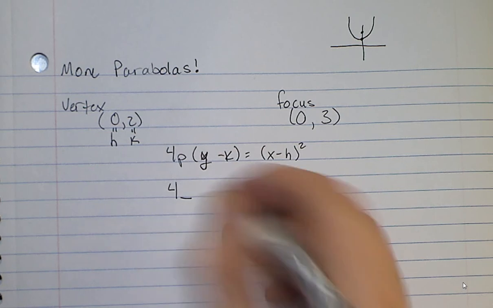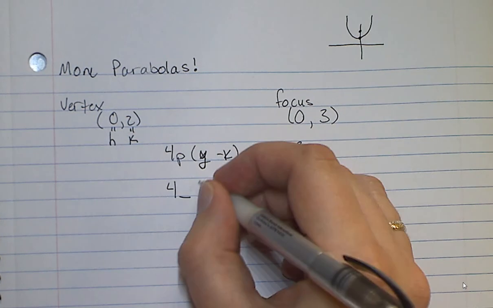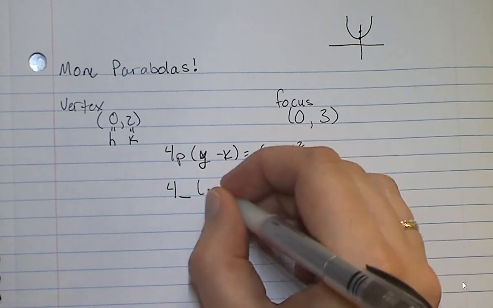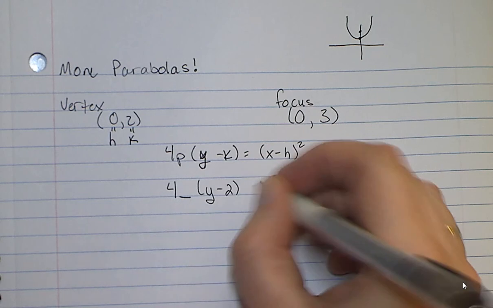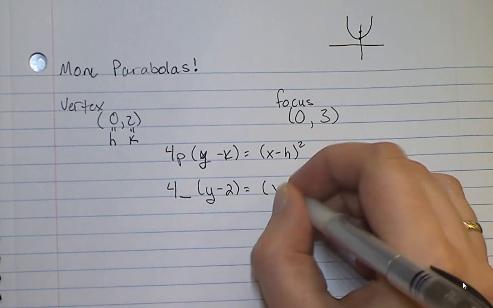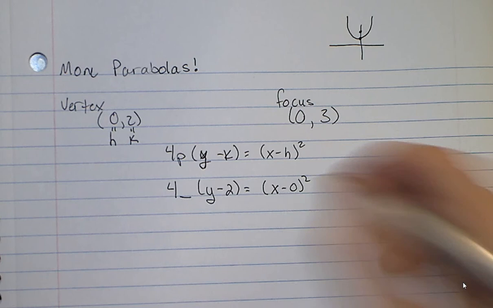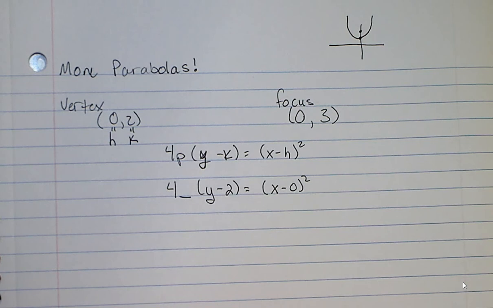So I can say that this is the same thing as 4 times some number, which I'll find in a second, times (y − 2) equal to (x − 0)², or I could just leave it as x². Either way would be fine. I'm writing x minus 0 just to keep it clear what's going on, but if you wanted to simplify that and write it as x², more power to you.